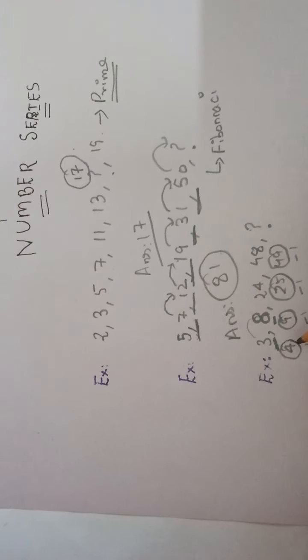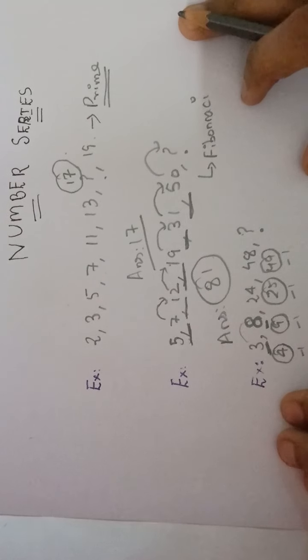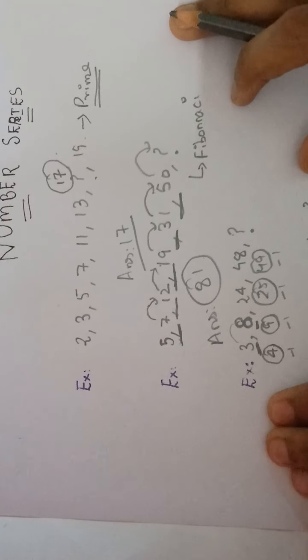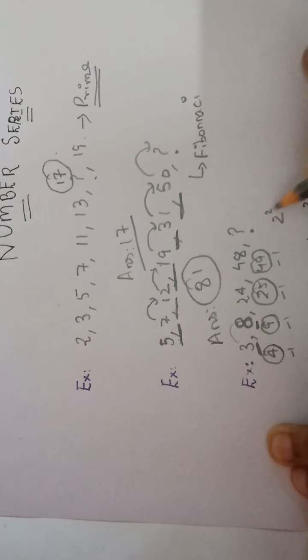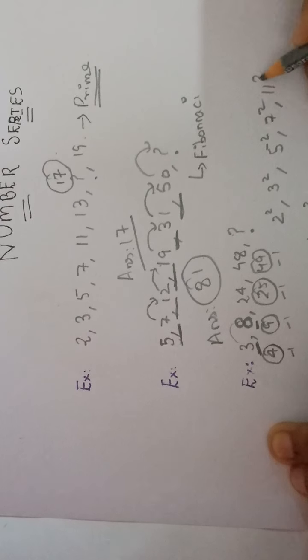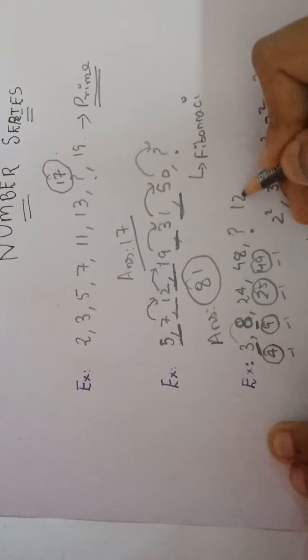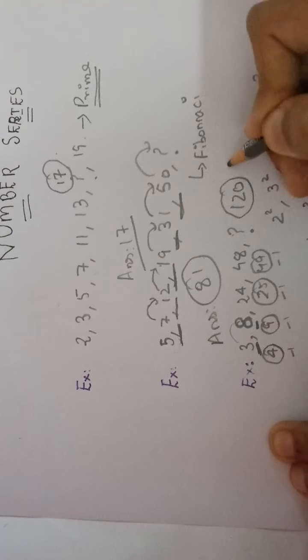Now what is the speciality of 4, 9, 25, 49, except for the fact that they are perfect squares? They are perfect squares of prime numbers. If you see, it is 2 square, comma 3 square, comma 5 square, comma 7 square. So the next one would be 11 square. So 11 square minus 1 is 120. So the answer to this question is 120. This is the answer.